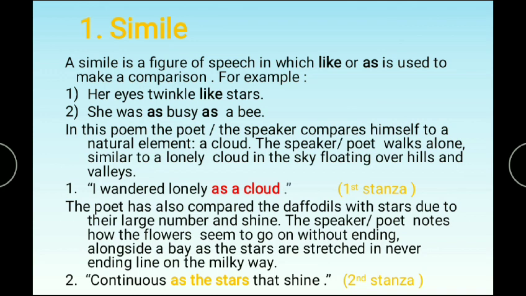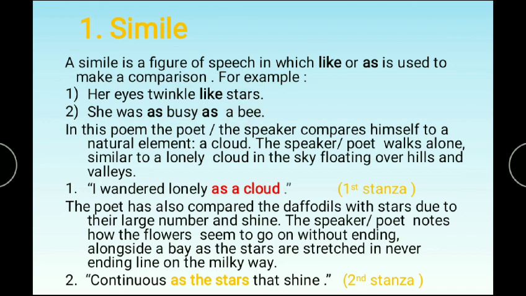As we have example number one, her eyes twinkle like stars. So in this example, you can see her eyes twinkle. We can also say her eyes twinkle, but we have given a comparison with stars. How many things are there? There are two things, eyes and then stars. So we have compared eyes with stars, and we have used a comparative word. And what is the comparative word that we have used? That is like. This is called simile.